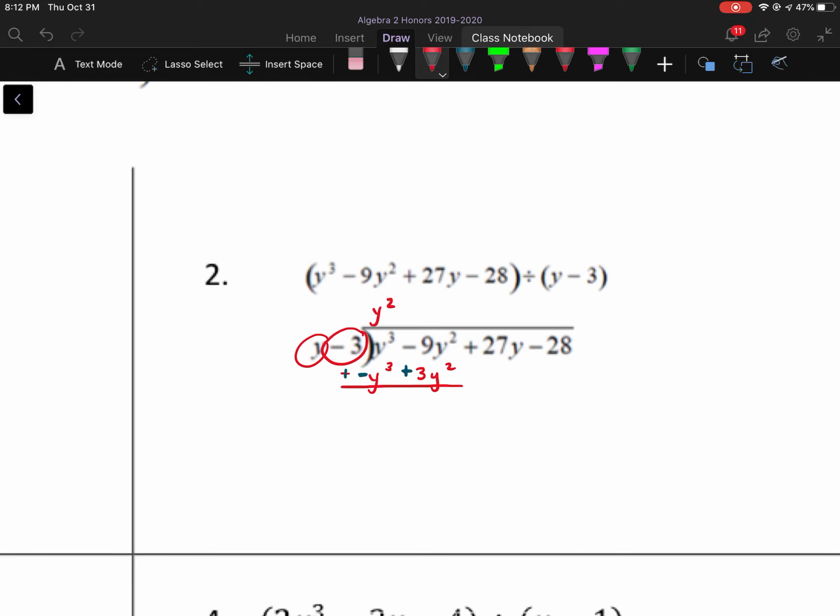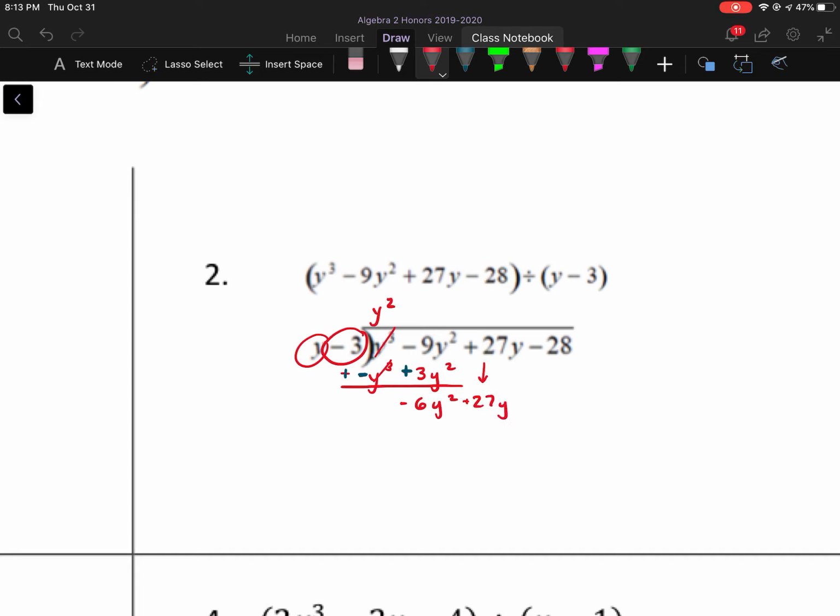So when we do that, y to the third minus y to the third goes away. And then I have negative 9y squared plus 3y squared, and that gives me negative 6y squared. And once we do that, we're just going to bring this 27y down.